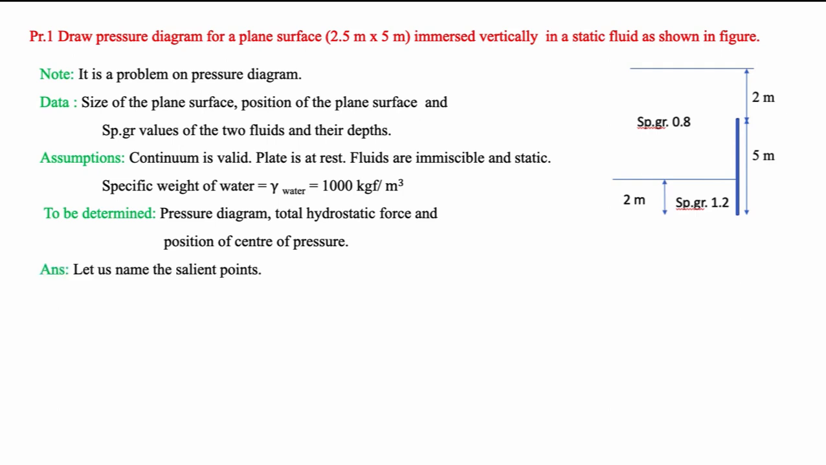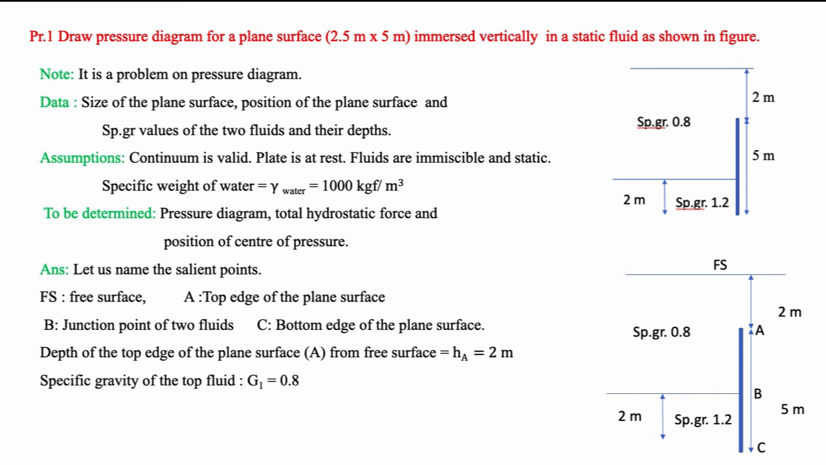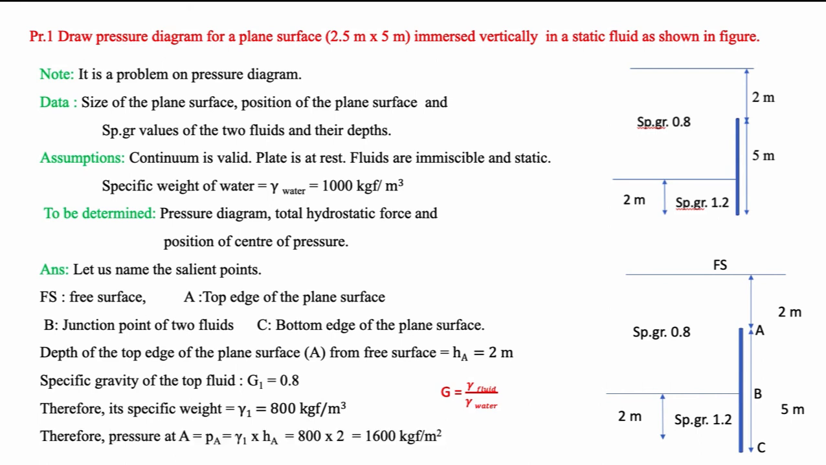Now let us name the salient points. Let Fs be the free surface, A be the top edge of the plane surface, B be the junction point of the two fluids, C the bottom edge of the plane surface. Now depth of the top edge of the plane surface A from the free surface, that is HA, is 2 meters. Specific gravity of the top fluid G1 is 0.8. Therefore, its specific weight gamma 1 is equal to 800 kg force per cubic meter. We know specific gravity and specific weight of fluid are related through specific weight of water. Therefore, pressure at A is equal to gamma 1 into HA, 1600 kg force per square meter.